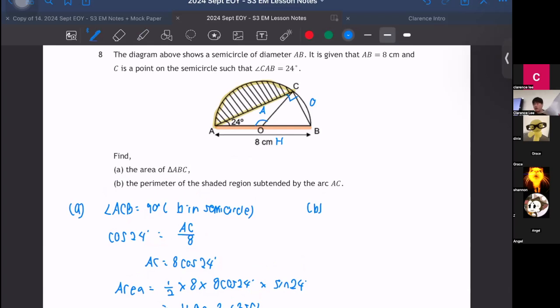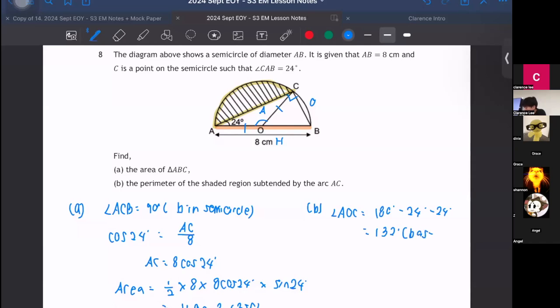Because what they don't realize is that as long as you are going from the center to the circumference of the circle, what is that length called? Radius. All the radii are the same, right? So if this is my radius, this is also my radius, which means I will form an isosceles triangle. So to find angle AOC, you will just take 180 minus 24 minus 24 to give me 132.